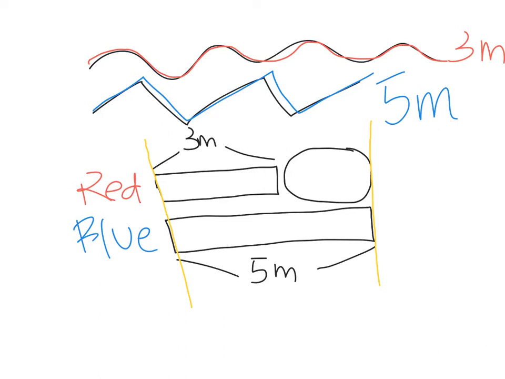So now I have 5 meters and 3 meters. And if I want to know how much longer the blue line is than the red line, I need to compare those. So I compare, subtract. So I then take 5 minus 3 equals blank. And I know 5 minus 3 is 2. So there's 2 meters. Let's go ahead and take a look at another one.